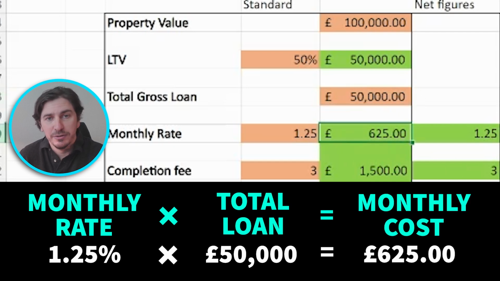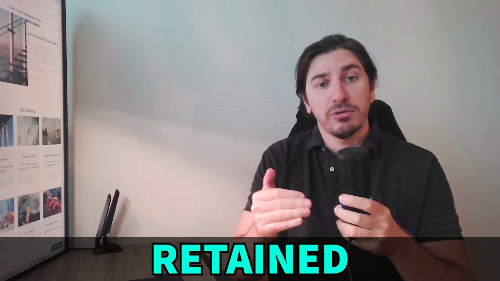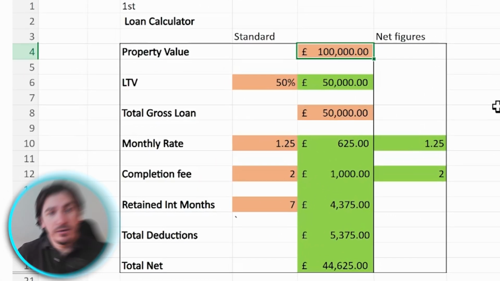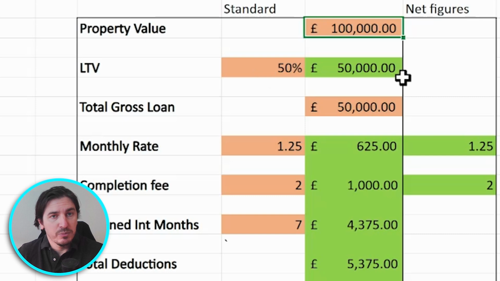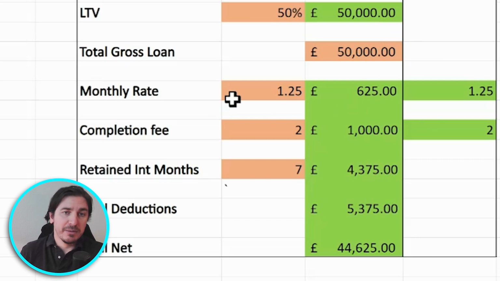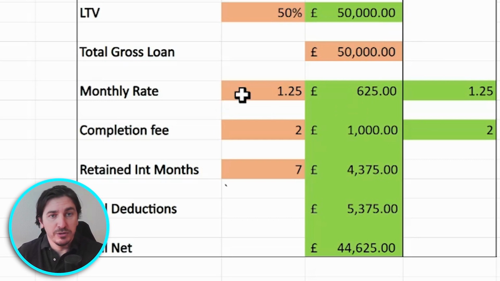get you the 625. What we'll do is we'll start off with retained, because on the smaller end, that is typically the more common way that interest is actually calculated. If you can see here on the screen, we've got a property value of 100,000, loan to value of 50%, which means we've got a total gross loan of 50,000. We're going to work for this example at an interest rate of 1.25 per month, which is £625 per month interest charged.